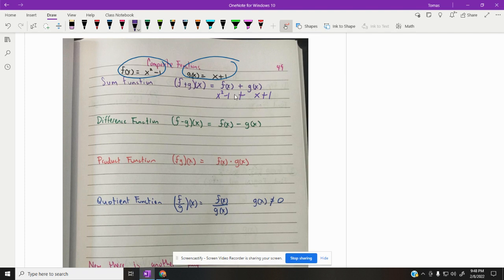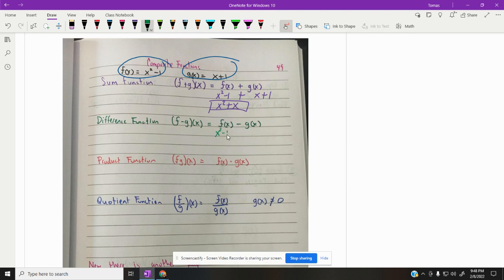We combine like terms, and in this case there's no other x squared, so we just leave x squared like that. x is by itself. And then negative 1 plus 1, they cancel, and that is our answer. So it's not too tough. But when we get to subtraction, it gets a little different.